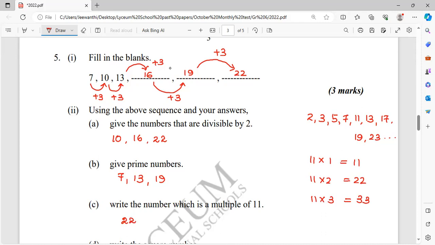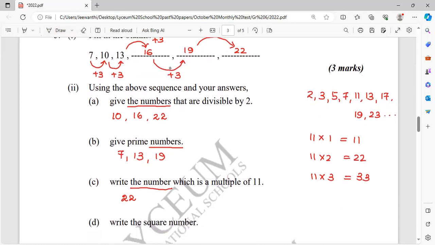And see the way they have given the question. Write the number. It gives us a sense that there should be one number. Give prime numbers and give the numbers. So when we read the question, it gives us a kind of guidance on whether we have one answer or more than that.